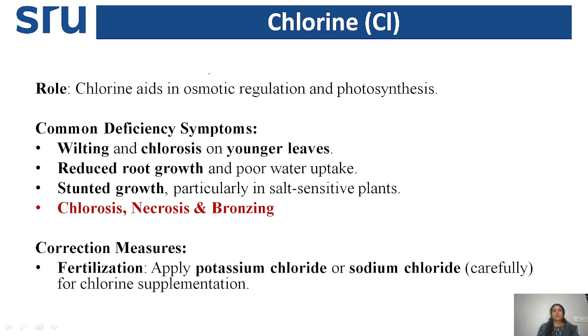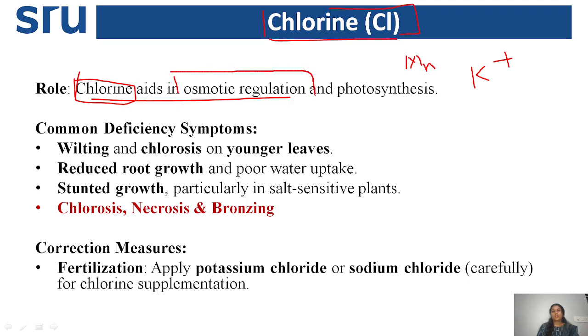So next one is chlorine. During manganese we already discussed that chlorine is involved in water splitting during the photosynthetic electron transport chain. Other than that, chlorine is involved in osmotic regulation. In osmotic regulation, potassium has the major role in opening and closing of the stomata, and it also maintains osmosis. Another one is chlorine, and malate ions and sugars are all involved in maintaining osmotic regulation.